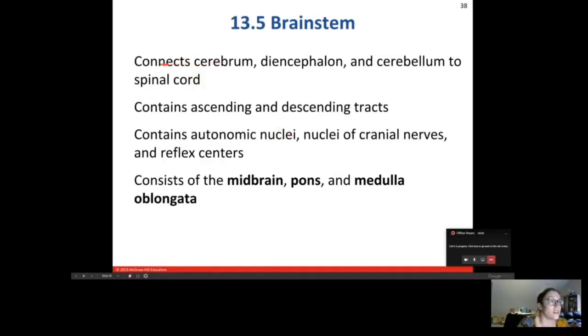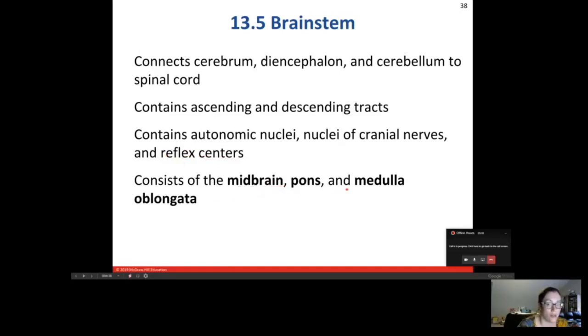The brainstem is going to connect the cerebrum, diencephalon, and cerebellum to the spinal cord. It contains both ascending sensory tracts and descending motor tracts. These are like axons going to the brain or away from the brain, and we'll talk more about that with the spinal cord. It contains a lot of autonomic nuclei. These nuclei are groups of cell bodies of the autonomic nervous system. It also has groups of cell bodies that are connected to cranial nerves, and we'll learn about cranial nerves next lab or so. And some reflex centers, mostly for maintaining homeostasis.